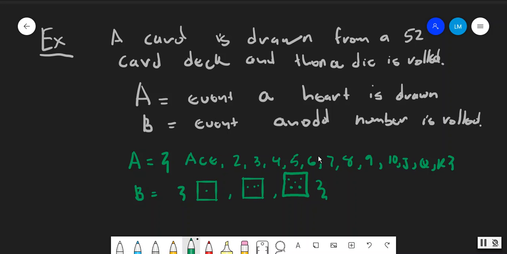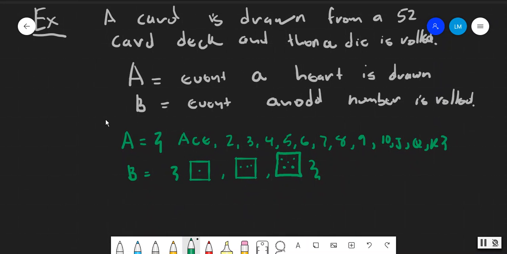Putting this aside, these two events are independent because the result of choosing a card has no impact on the result of the die toss. Whether or not we draw a heart, no matter the value, 8 of hearts or something like that, it's not going to have any effect on what is rolled with event B.